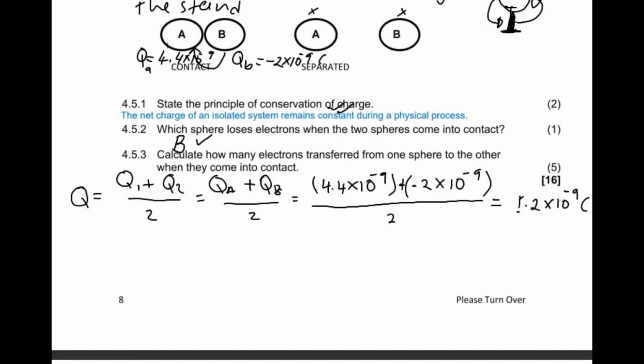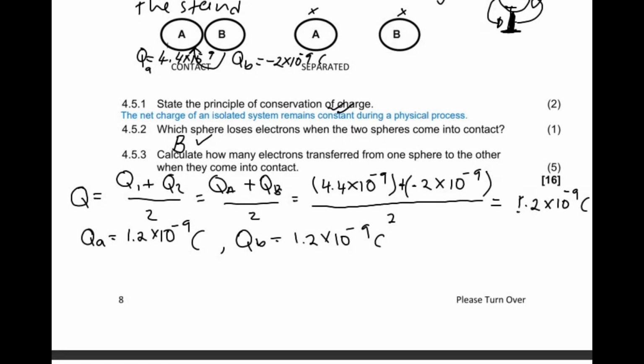So after touching the sphere, QA after touching is going to be 1.2 multiplied by 10 raised to the power of minus 9 coulombs, and the charge on sphere B as well is going to be 1.2 multiplied by 10 raised to the power of minus 9 coulombs. The charges will be the same. This is for identical spheres.